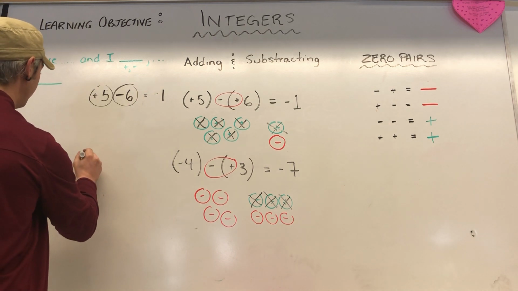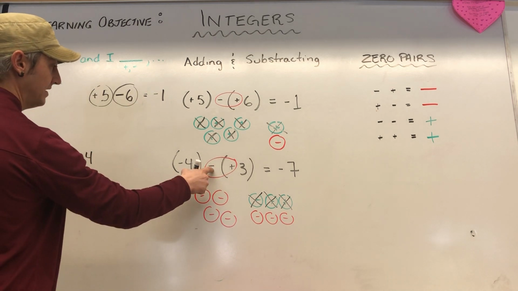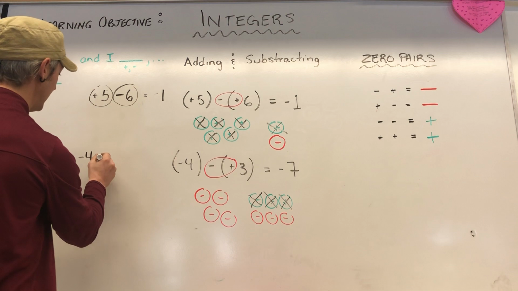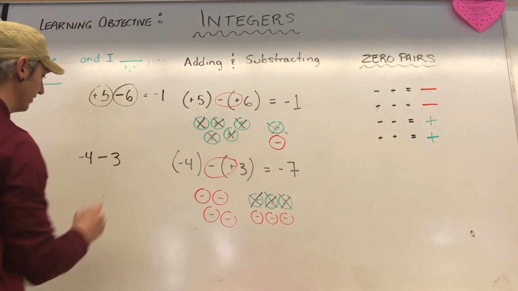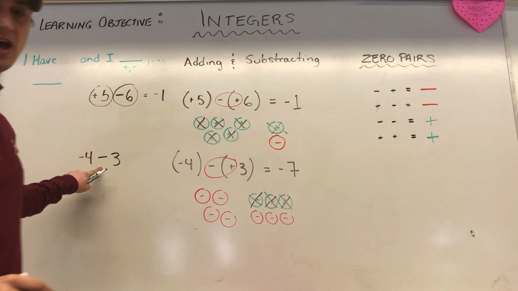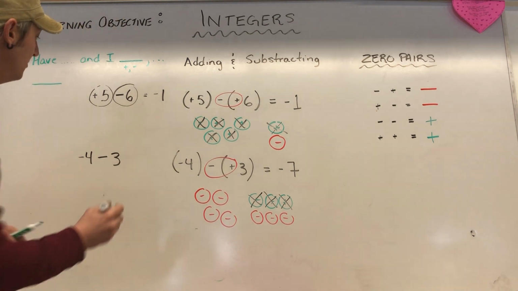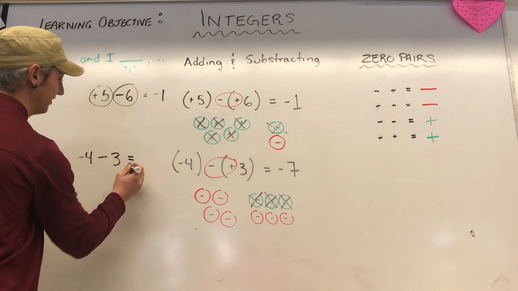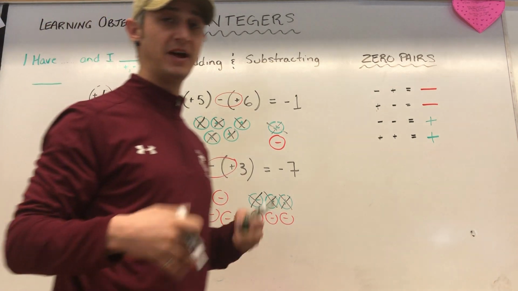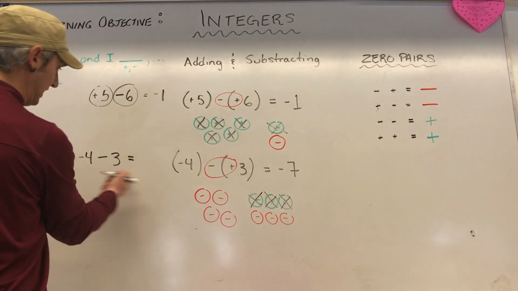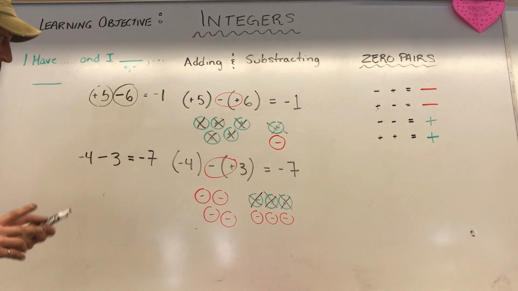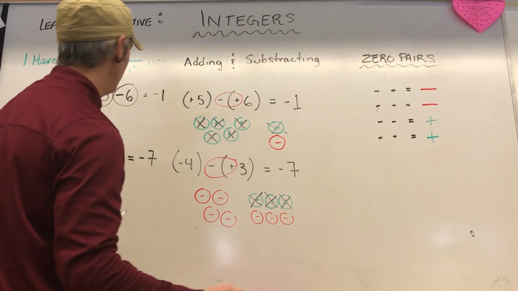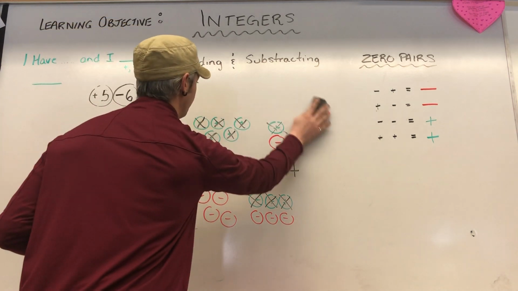Well, I have -4 soldiers, and this becomes a big negative, and I have also -3 soldiers. So in this case, there's not going to be a battle because all the soldiers are on the same team. So I just know that my army got bigger. My negative army got bigger, and it became 7 soldiers deep. Okay? Do a couple more examples here.